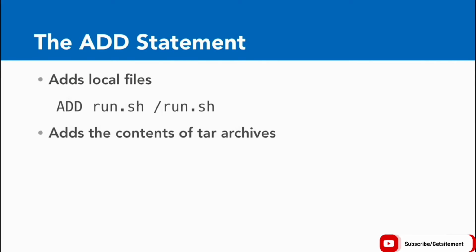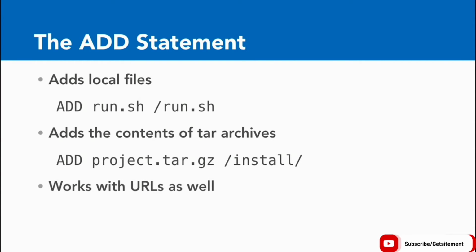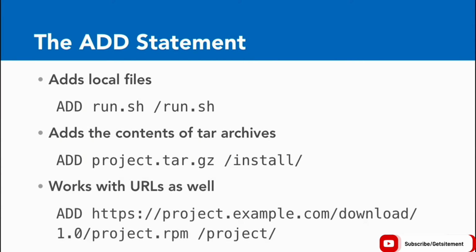So if you say add project.gz to /install, it doesn't copy the file .gz into the directory. It notices that it is a compressed archive and it uncompresses all the files in that archive to that directory. So it automatically uncompresses .tar files for you. It also works with URLs. You can add the thing that you download from a big URL to the project. That will call project.rpm to get downloaded and put in project/project.rpm. It is a very versatile expression and well worth exploring.